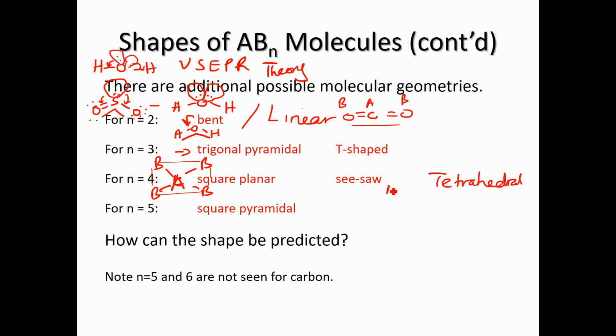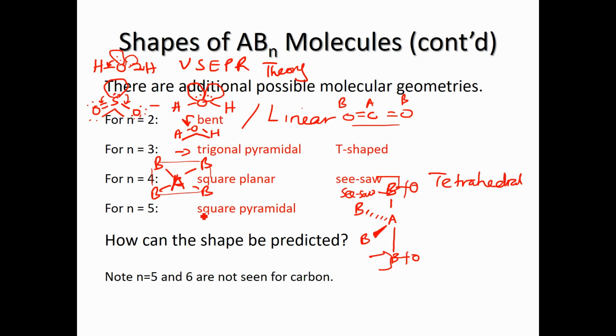Seesaw is where you have a central element, and it's connected to 4 others. So it's like a seesaw where one person would sit here, and the other person will sit here. Excuse my drawing. And then you'll be swinging, and this would have been the support, like in the playground. So this would be the seesaw representation. The seesaw shape and the square planar are not common. In fact, even T-shape are not common in organic chemistry, so I'll not talk about those.